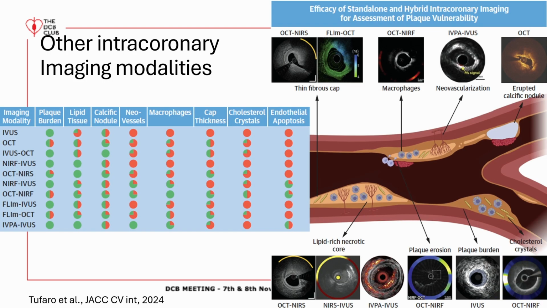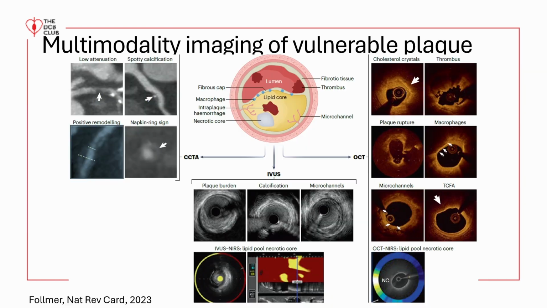Now, there are some other interesting intracoronary imaging modalities that are currently undergoing preclinical and sometimes even clinical testing. There's a very good recent review paper by Tufaro in JACC Interventions that I can definitely recommend reading if you're interested in this, and I think we'll also hear more about this in the next session. All of these intracoronary imaging modalities have some specific strengths and weaknesses, and some of them are really good at visualizing neovascularization, macrophages, the cap thickness, cholesterol crystals, or even endothelial apoptosis. And there's obviously a lot of interesting research still going on in this area.